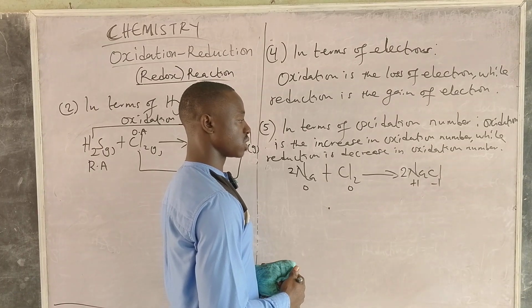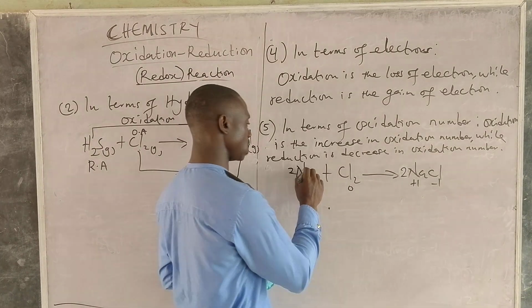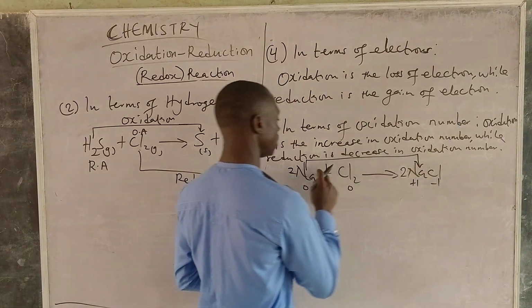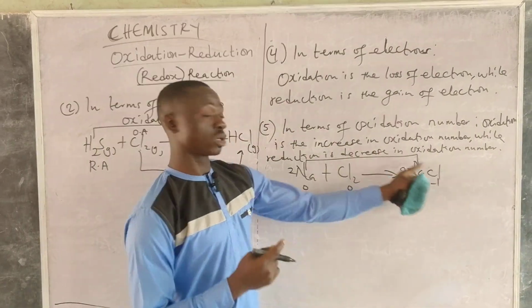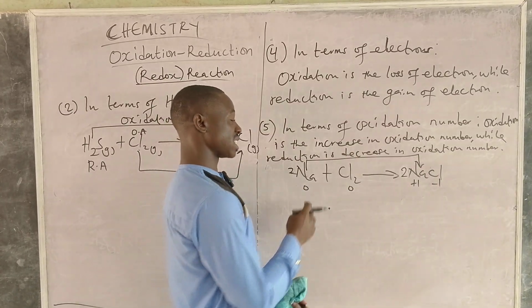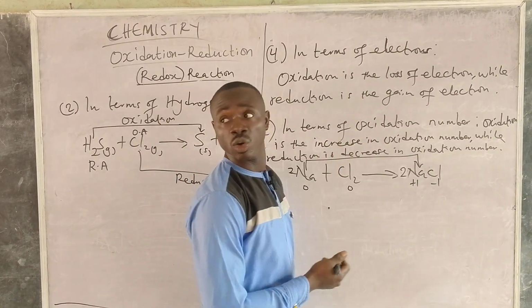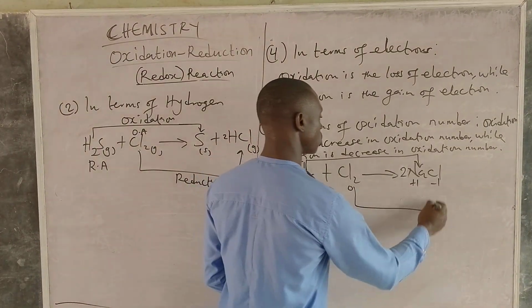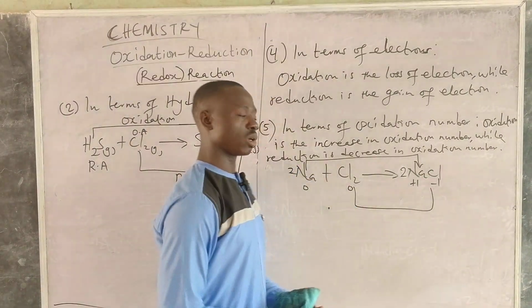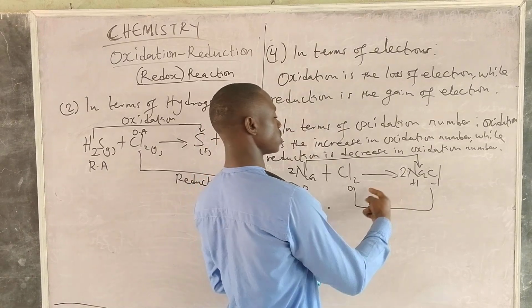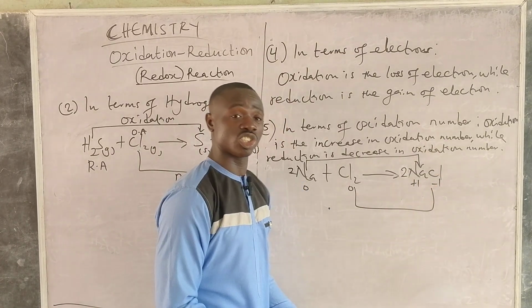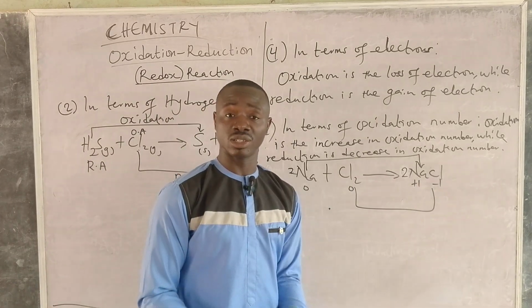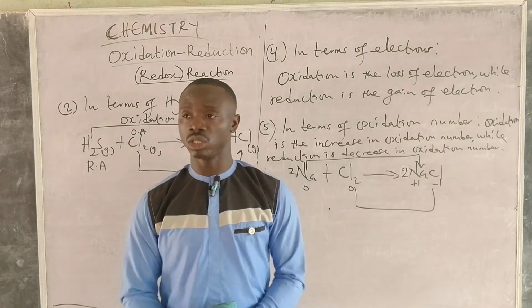That is oxidation. So if I draw an arrow from here, if you can remember when I drew the arrow the other time, from sodium to sodium chloride is oxidation. That's an increase in oxidation number. While from chlorine 0 to sodium chloride, now chlorine goes from 0 to -1. That is what? Reduction, because that is a decrease in oxidation number. From 0 to -1 is a decrease. So this is reduction.